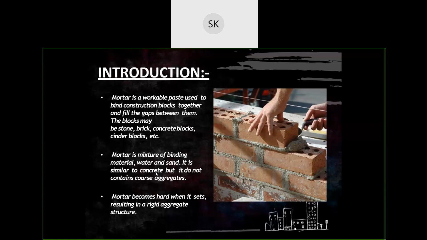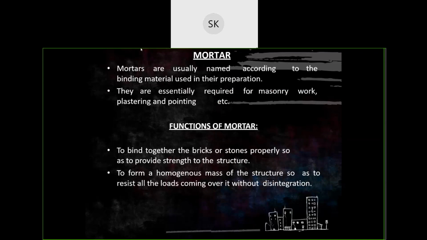It is similar to concrete, but it does not contain coarse aggregate. That is the difference between concrete and mortar. Mortar does not have coarse aggregate, but concrete has binding material, water, sand plus coarse aggregate. It becomes hard when it sets, resulting in a rigid aggregate structure. As we discussed in the last class, mortar takes some time to get hardened.